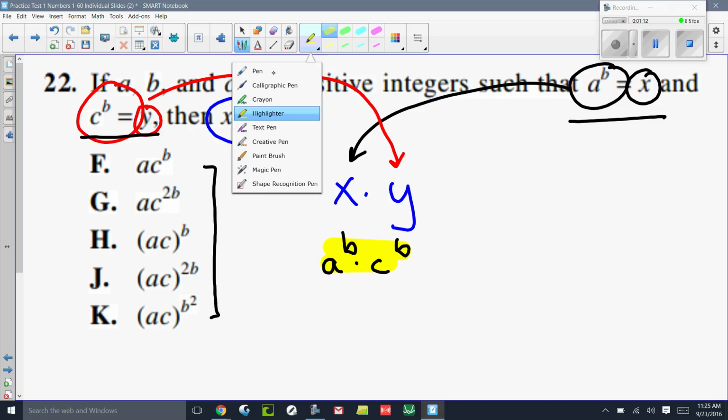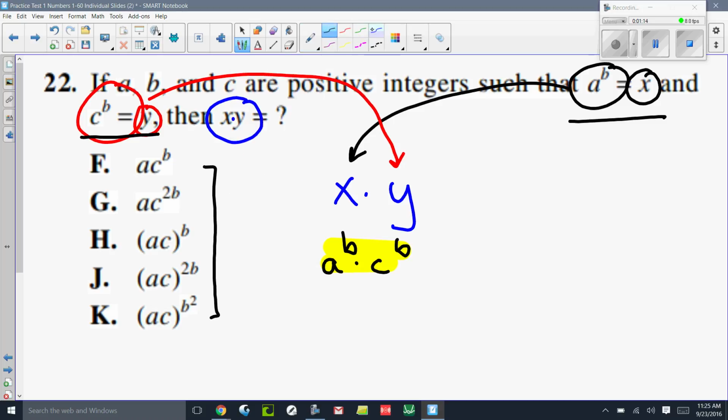With exponents, we can think of this as the distributive property kind of backwards. It's probably not the technical phrase, but I think for our sake and for preparing for this test, that's the best way to look at this. Both of these values, a and c, have been raised to the same power. So what I'm going to do is take that power out. I'll have a times c to the power of b.